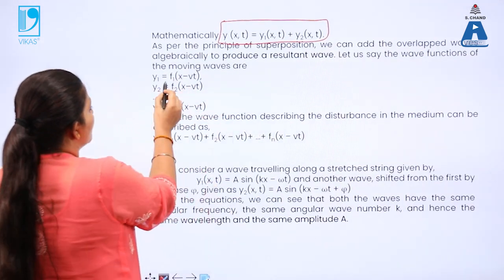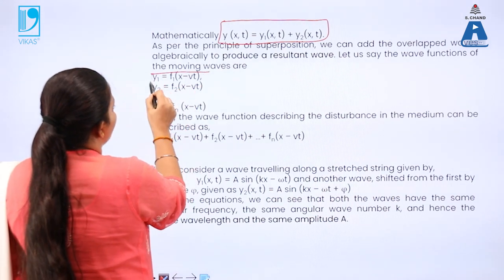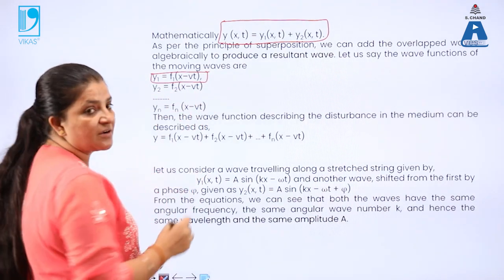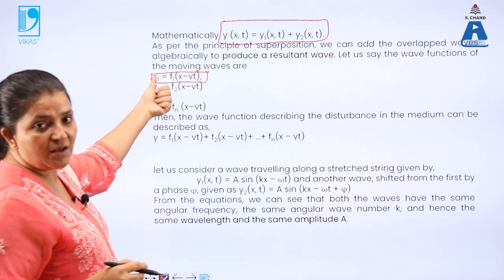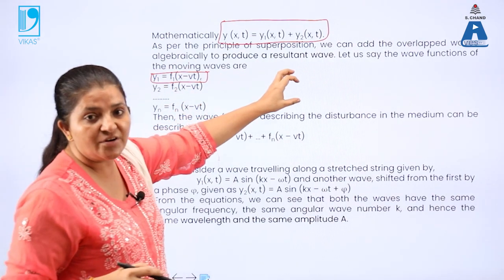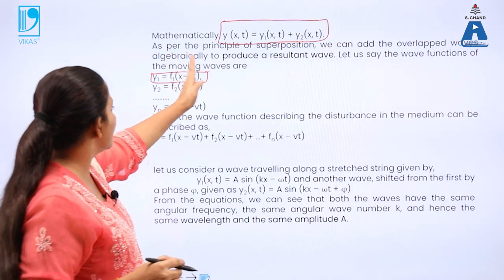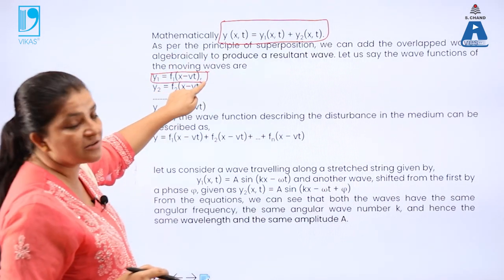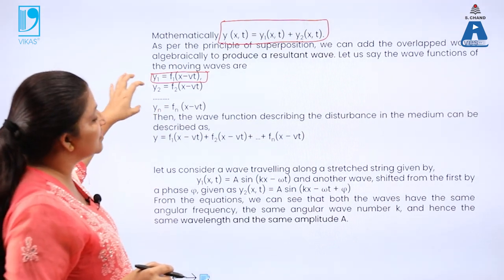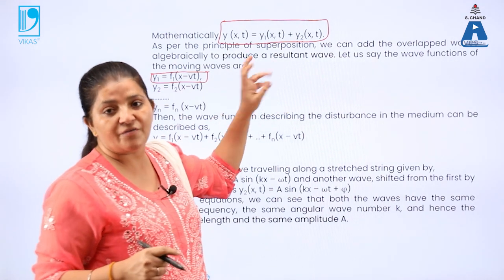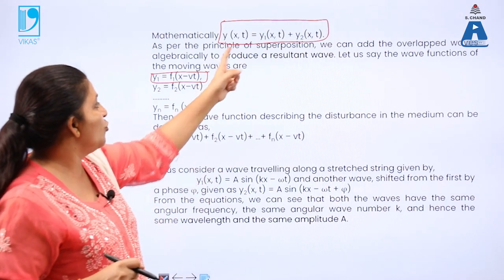Now we know that for the moving wave, the function y1, that is a displacement continuously moving in the direction of travel, can be represented as a function of x minus vt. So this is the first wave, second and so on. Means when a large number of waves are present instead of 2 waves.